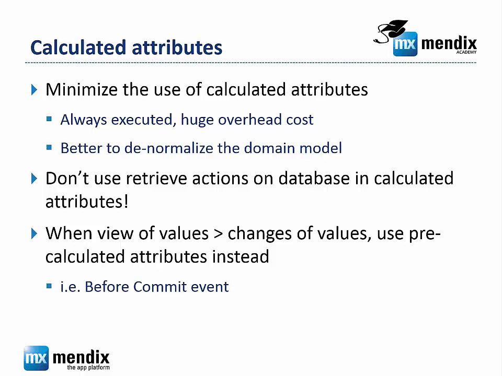Calculated attributes, minimize the use of calculated attributes because calculated attributes are always executed, and this has a huge overhead cost. And sometimes it could be better to denormalize your domain model. Make sure you don't use retrieve actions on the database in a calculated attribute.